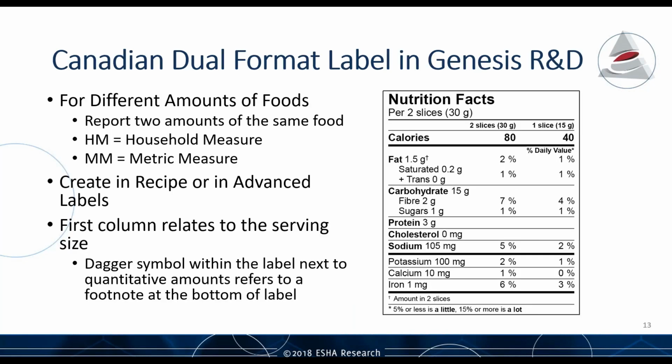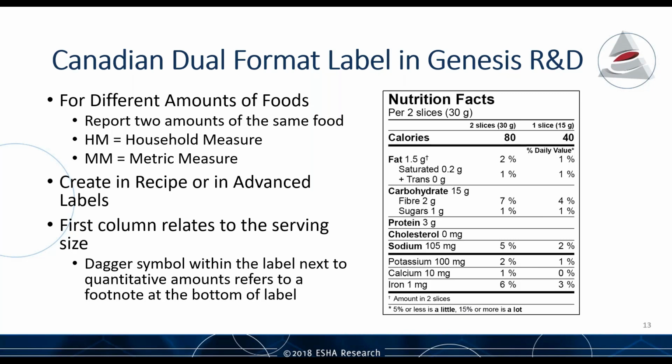In Genesis, to create the dual format for different amounts of foods, you'll find the features in the label settings, and Ben will demonstrate this momentarily, but just keep a few points in mind. As I mentioned, the first column refers to the reference amount of the food, so you'll need to set that amount based on the regulations. The second column lists the additional amount, and you'll see HM, that refers to household measure.